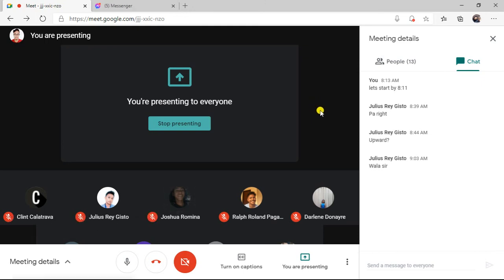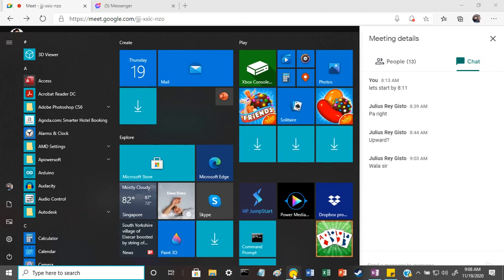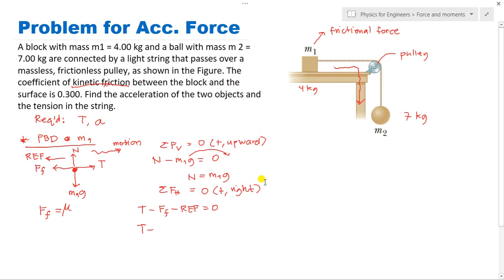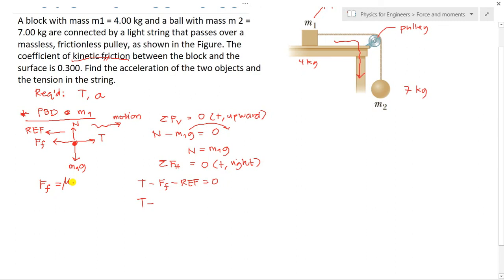What is it, class? Is it static friction or kinetic friction? Okay, kinetic. So why kinetic? Because it moves and it is also stated in the problem as kinetic friction. So therefore we use here mu k, then the normal force. Again, don't forget the formula for frictional force. That is just the coefficient of friction times the normal force.